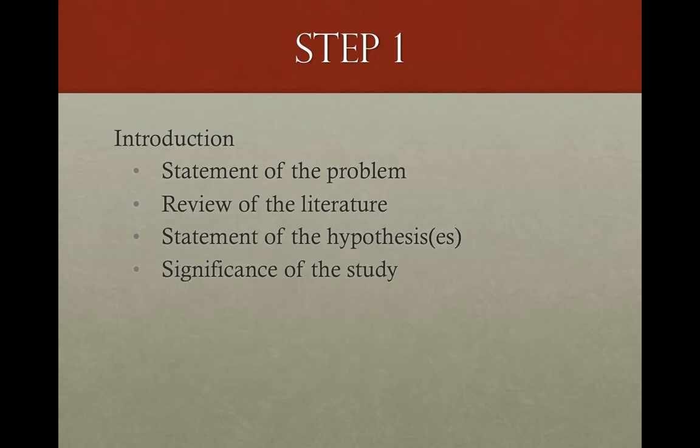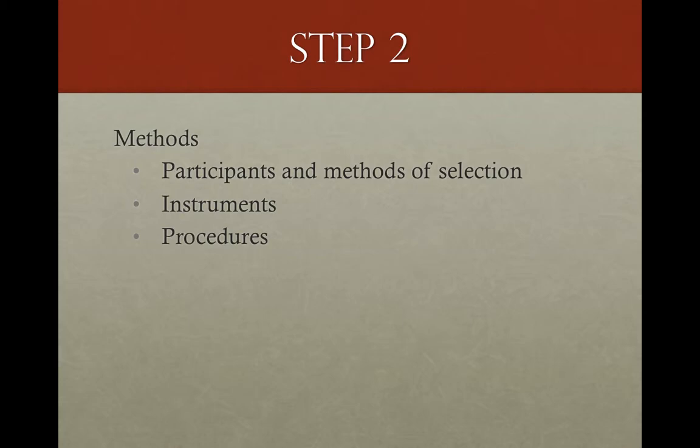Step one in the research proposal is the introduction. You're going to thoroughly, clearly, and concisely provide a statement of the problem. It's going to consist of a review of the literature, a statement of your hypothesis, and the significance of the study. We'll get into this more in just a second. Step two is the methods: talk about the participants, the methods you're going to use for selection. Hopefully it's a random sample, but sometimes in school systems we aren't given that luxury. Talk about the instruments you're going to use, and talk about the procedures.